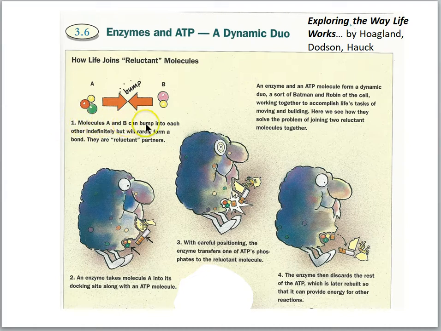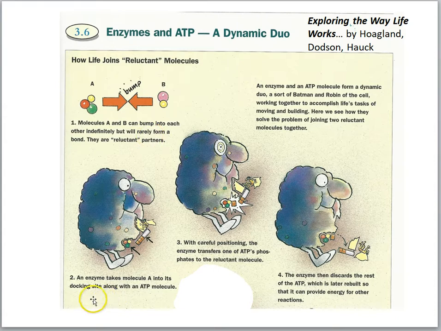Molecules A and B can bump into each other indefinitely, but will rarely form a bond. They are reluctant partners. So we want to imagine molecules A and B as floating around in the cytoplasm of the cell. Without a protein, these two molecules might bump into each other in the cytoplasm, but rarely will they form a chemical bond. So we'll call them reluctant partners.